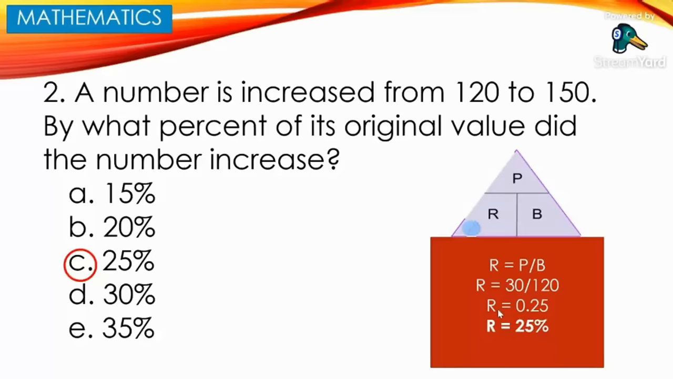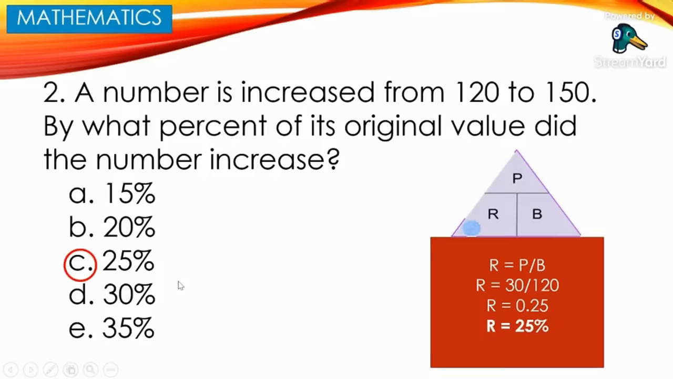So if we try to recite the multiples of 30, that is 30, 60, 90, and 120. So when you divide it by 4, 120 divided by 4, that is 30. So dividing it by 4, or 1/4, that is 25%.